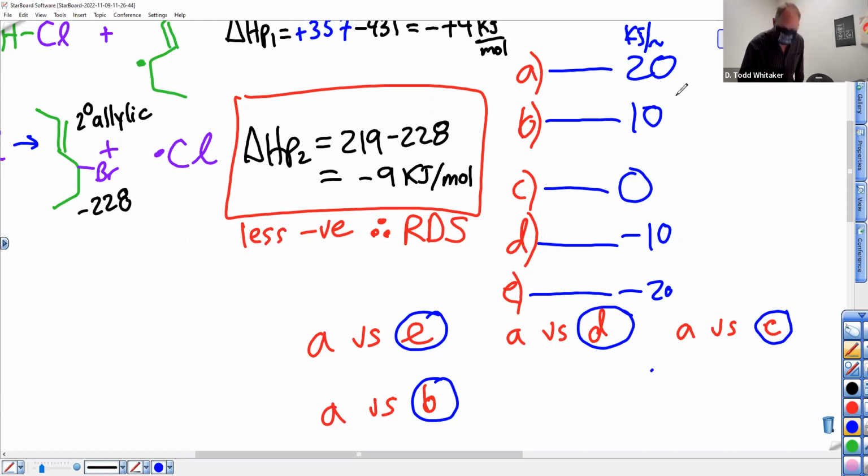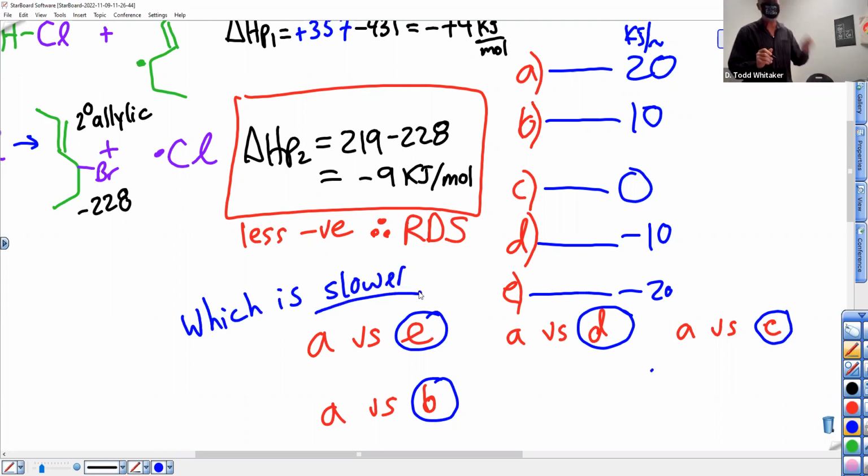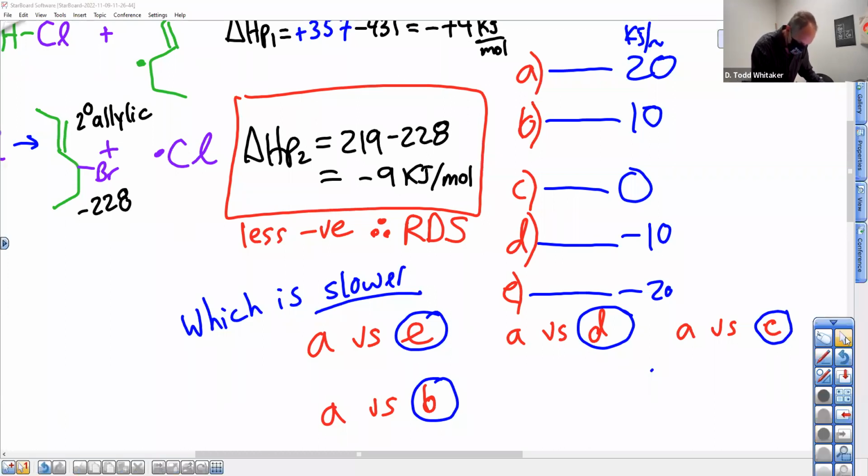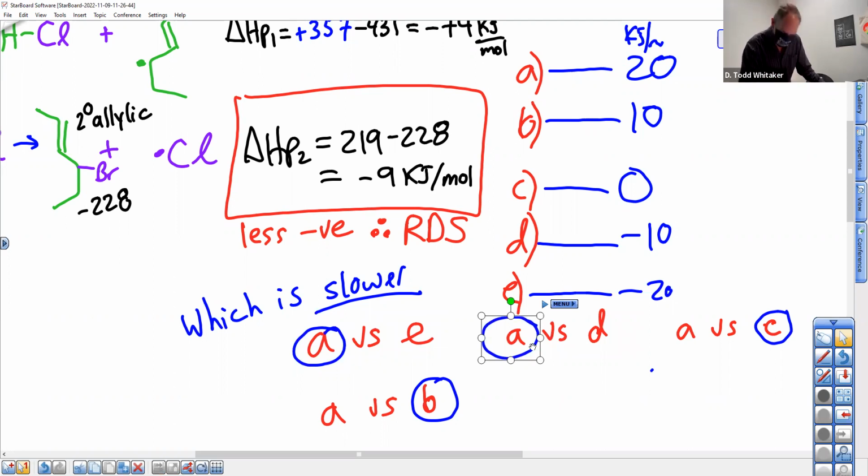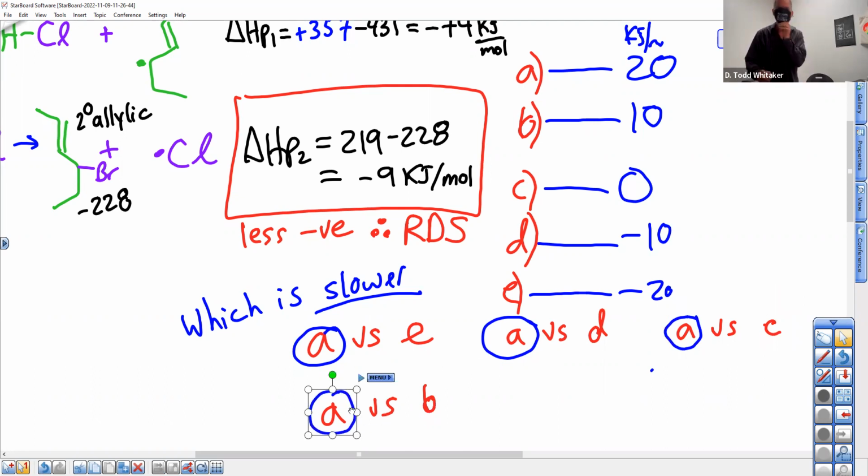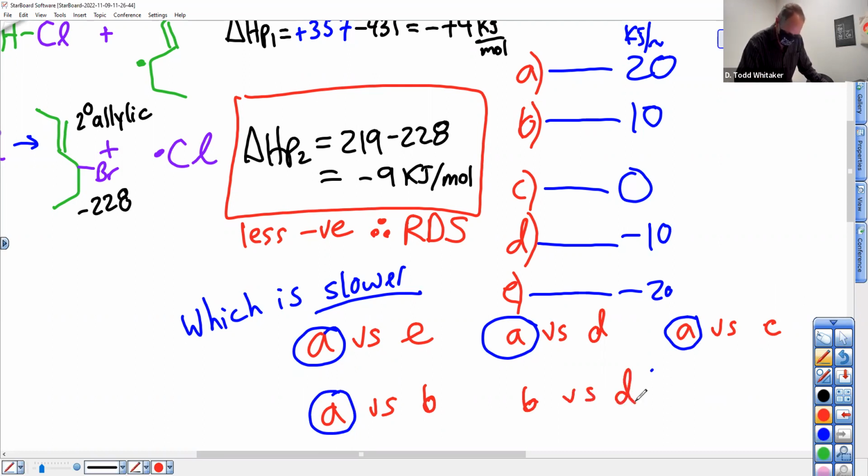So when I change this to which is slower, I'm going to move every circle to the left. Which is slower, because Dr. Whitaker only asks about slower. But A and E, A is the slowest of everything listed. Do you agree? Any number on the page right there. A is the slowest. How about B versus D? Just throw one more in there. I got a positive and a negative. I always pick the negative, right? Slower though. Negative is faster. B.